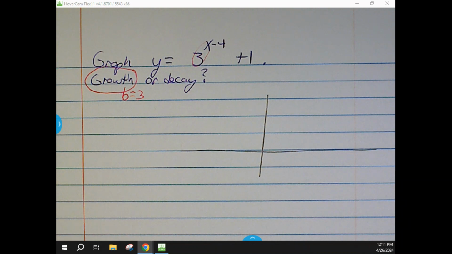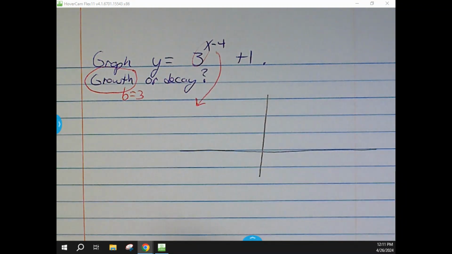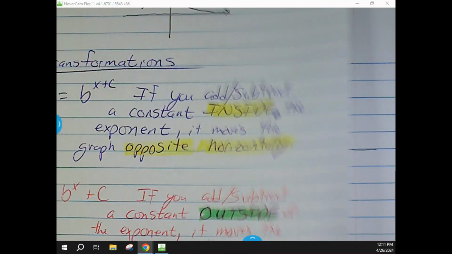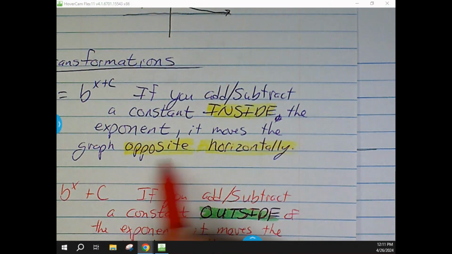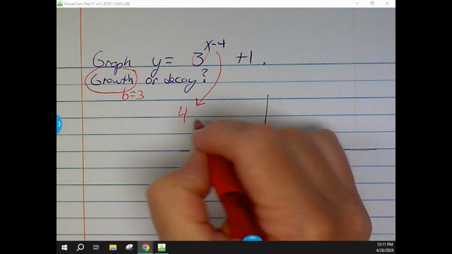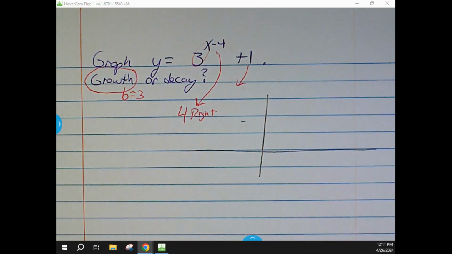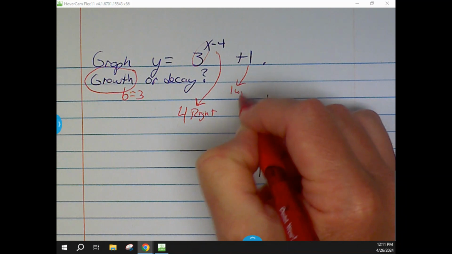Now here's how easy the graph should be. Here's where you need to know the stuff we've been talking about. This negative 4 up here, which way does that move it? On the inside, so we go opposite horizontal. If it's minus 4, we think it's to the left, but it's actually going to go 4 to the right. And this 1 on the outside is 1.